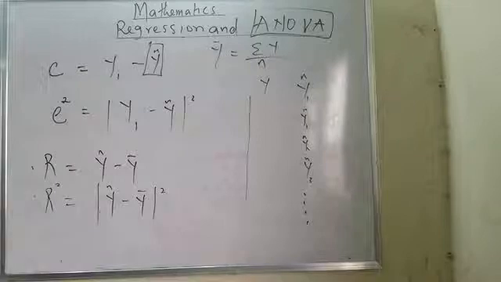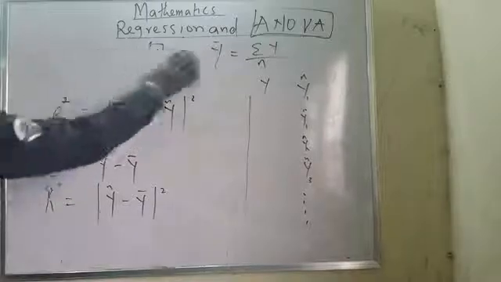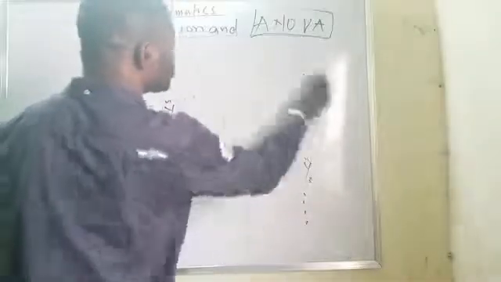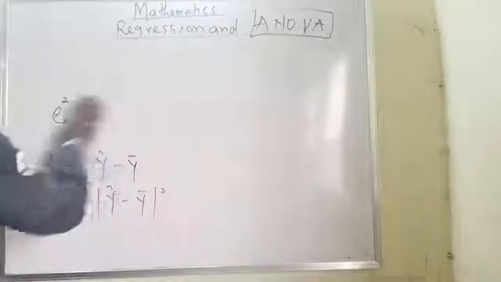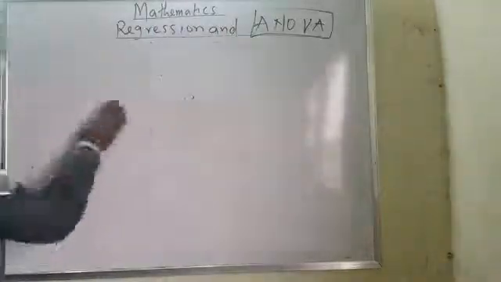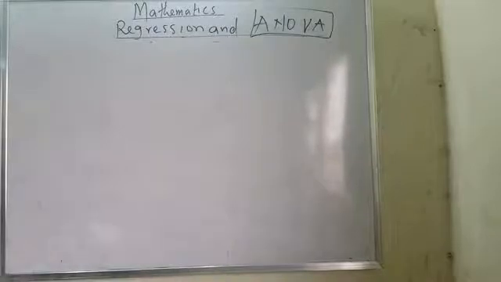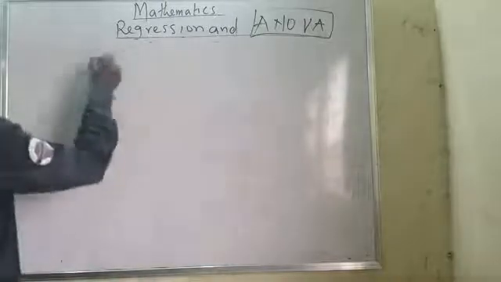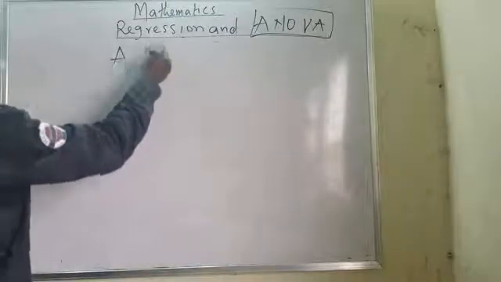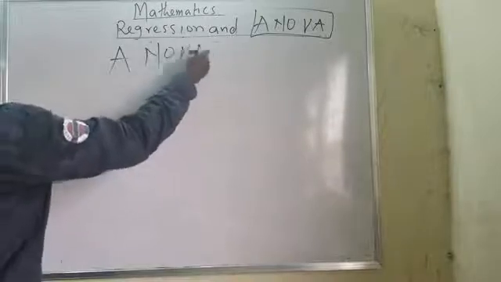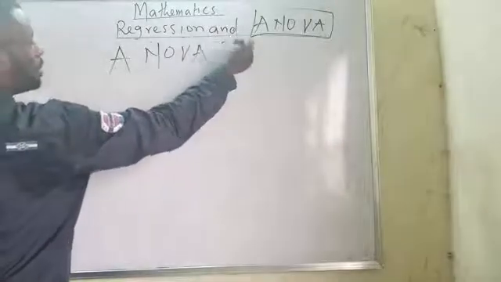Now, after that, you have gotten this. Now, it will be very easy for you to generate your ANOVA table. How do you generate your ANOVA table? Take note of this information very well. Now, I want to generate my ANOVA table. This is how the ANOVA table looks like. ANOVA table.